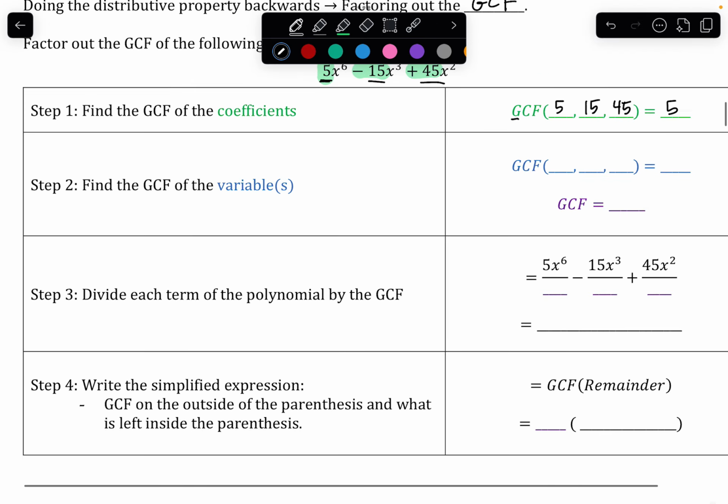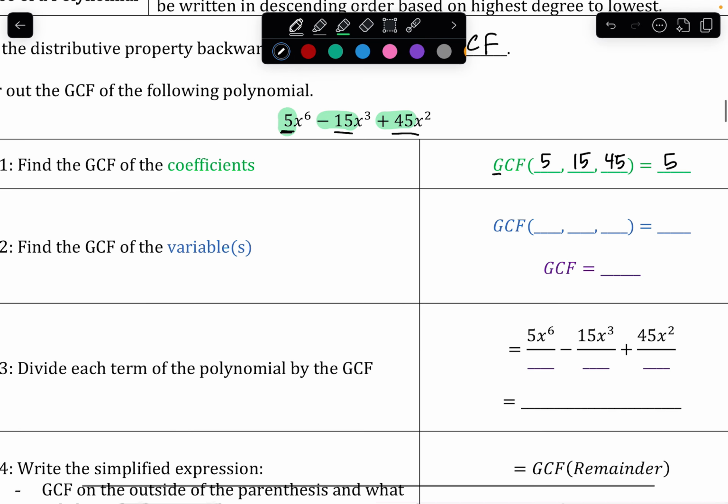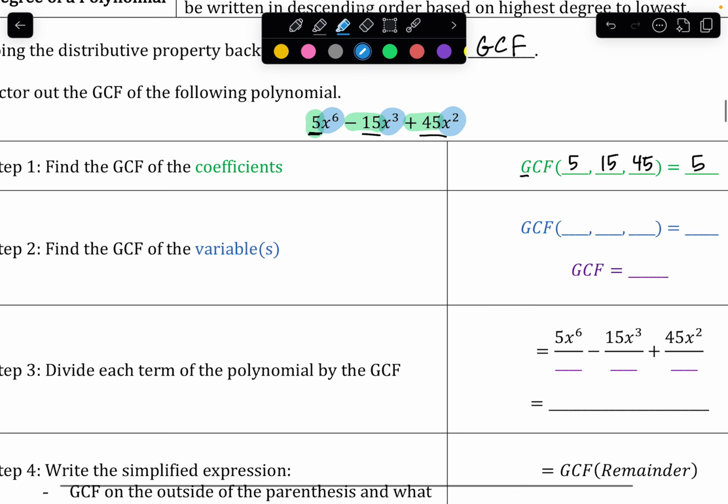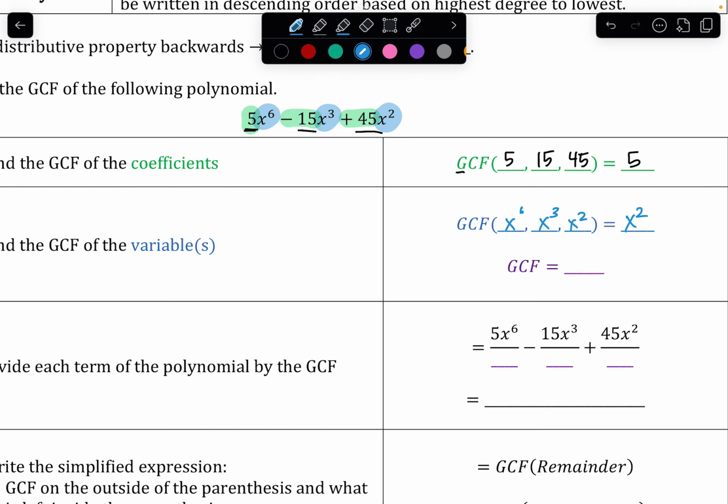Okay, and then for variables, it's actually a little bit easier. Between x to the 6, x to the third, and x squared, you just pick the highest exponent. Okay, and so x to the 6, x to the third, x squared would be the biggest value that would divide all of these evenly. And so our GCF for the variables is x squared. And so our total GCF includes the 5 and the x squared. And so that's what we are going to divide all 3 terms by, 5x squared.